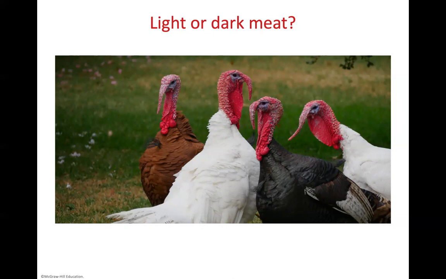So those fast twitch fibers are the light meat and those slow twitch fibers are the dark meat. Remember that fast twitch are those that are more numerous, they contract in short bursts, and slow twitch are those that are slower, less powerful, they operate over long periods without fatigue. So where in a turkey do you find light or dark meat?